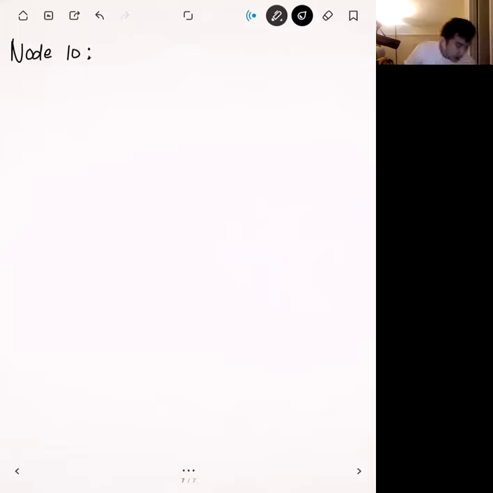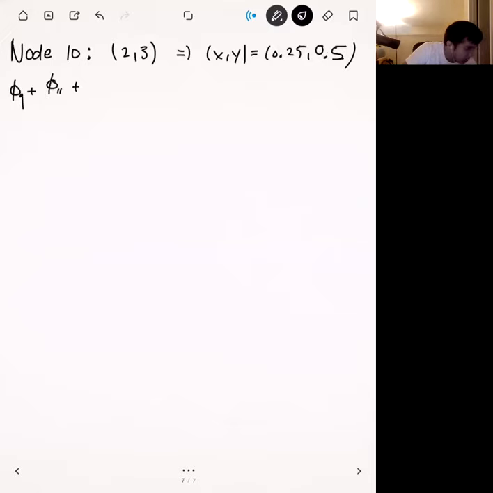For node number 10, let me start out by writing its coordinates. Its ij is going to be 2, 3. And so this tells us that the x and y is going to be 0.25, 0.5. Then from here, we can write out all the phi values. First we have the left neighbor, phi9, then the right neighbor, phi11, then the top neighbor, phi14, plus the bottom neighbor, phi6, minus 4 times phi10.